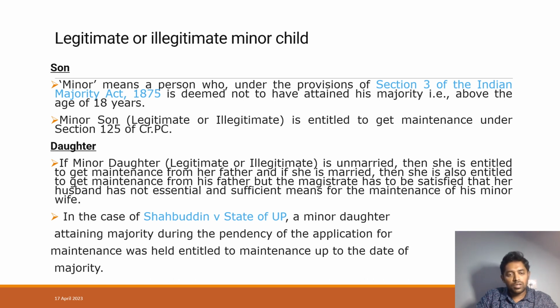Daughter. If a minor daughter, whether legitimate or illegitimate, is unmarried, then she is entitled to get maintenance from her father, and if she is married, then she is also entitled to get maintenance from her father, but the magistrate has to be satisfied that her husband does not have essential and sufficient means for the maintenance of his minor wife. In the case of Shabuddin versus State of UP, a minor daughter attaining majority during the pendency of the application for maintenance was held entitled to maintenance up to the date of majority.